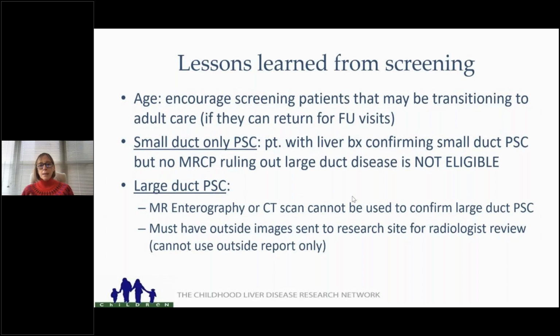And then I think many of you have been through this last item where you cannot get the images at the time of diagnosis of PSC, that MRCP. It was done outside your institution and you cannot get the images, and the question always comes up, can you use the report only? And that answer is no. Your site radiologist has to review the images.